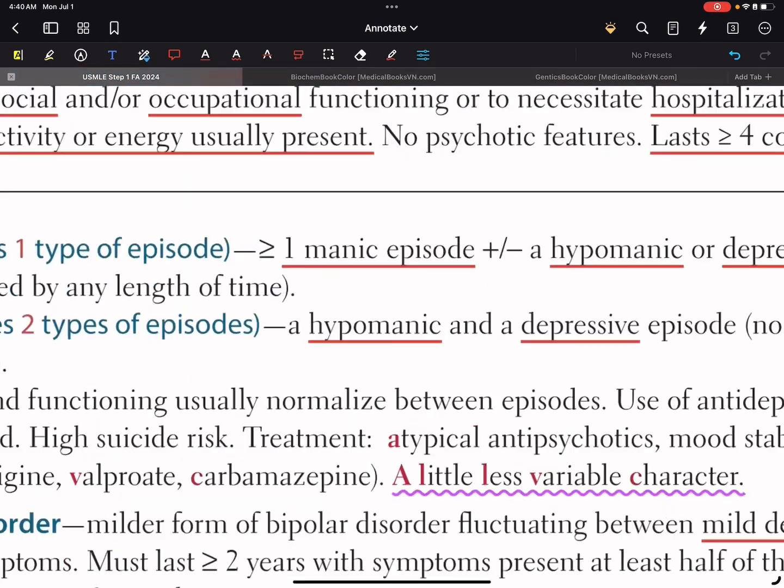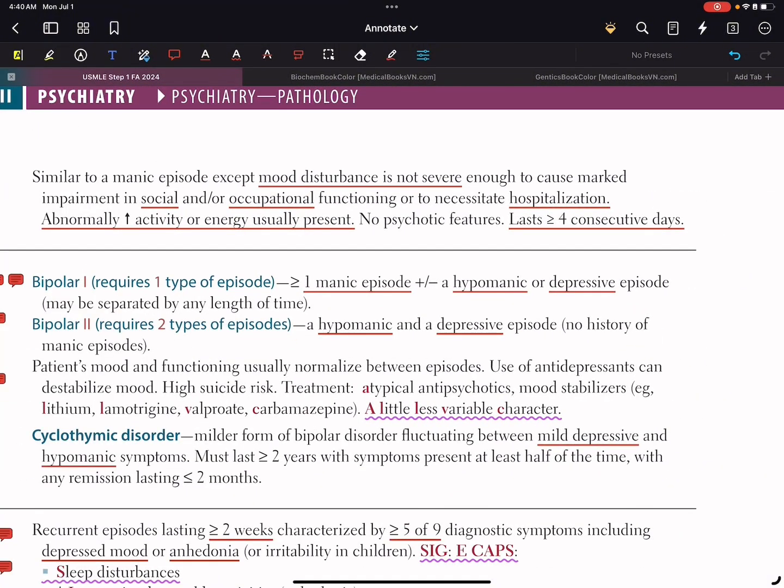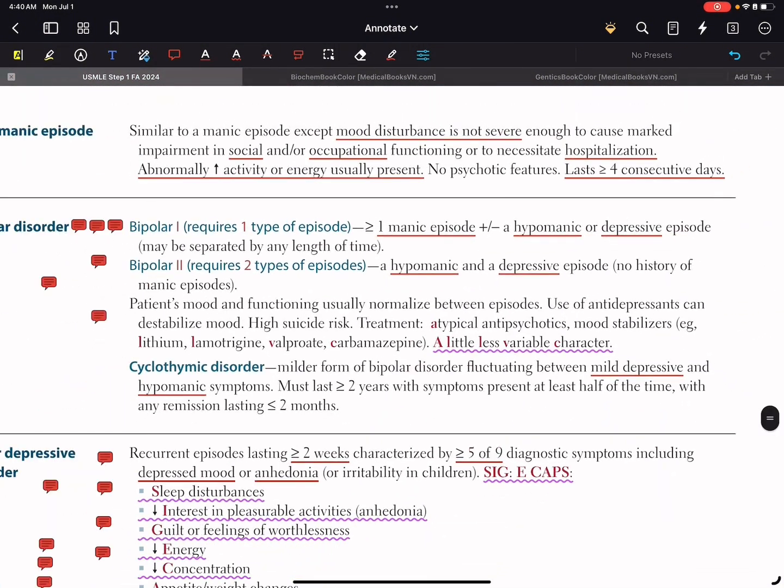So this is symptom mania. Bipolar 2 is a hypomanic and a depressive episode together. Okay, no history of manic episode. In hypomania, mood and functioning are usually normalized between episodes. Depression can destabilize mood, with high suicide risk. Treatment: atypical antipsychotics and mood stabilizers: lamotrigine, lithium, valproate, carbamazepine.